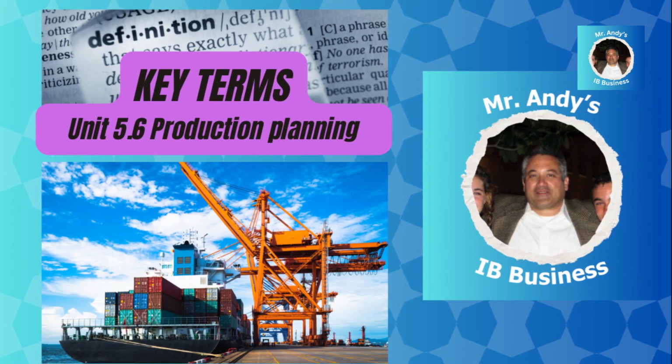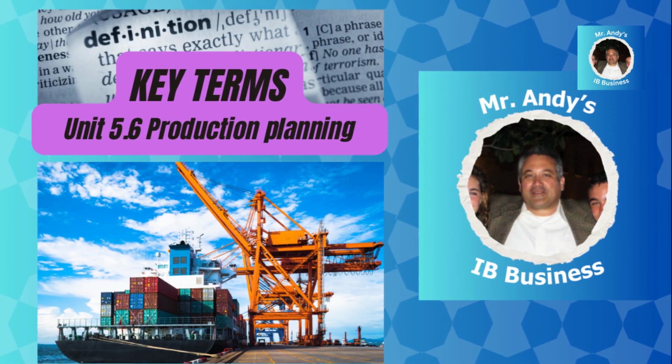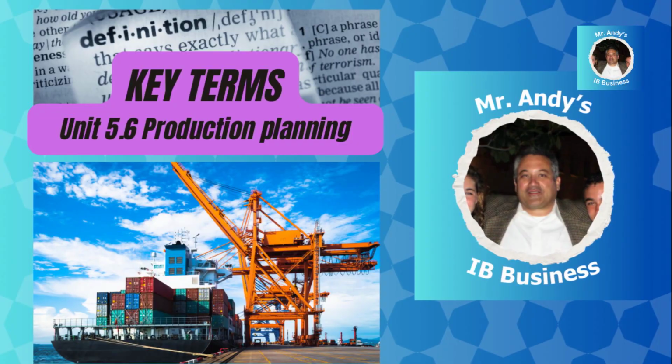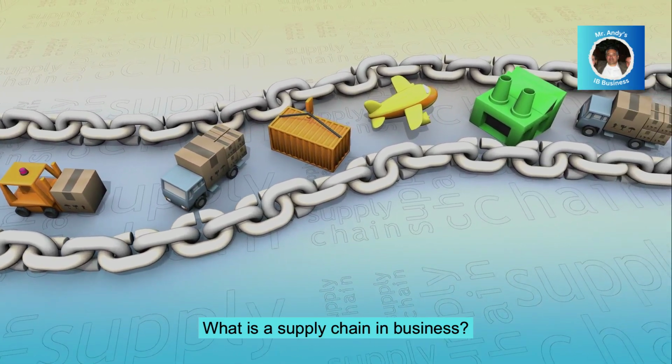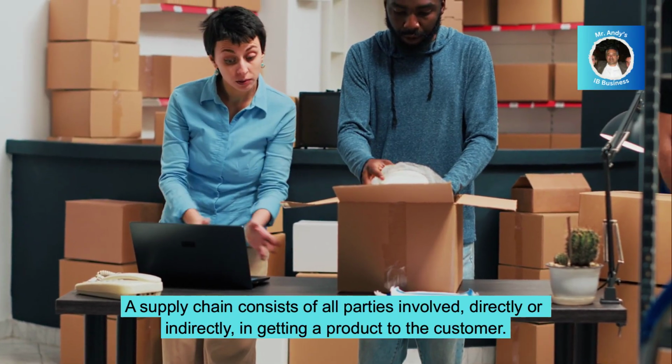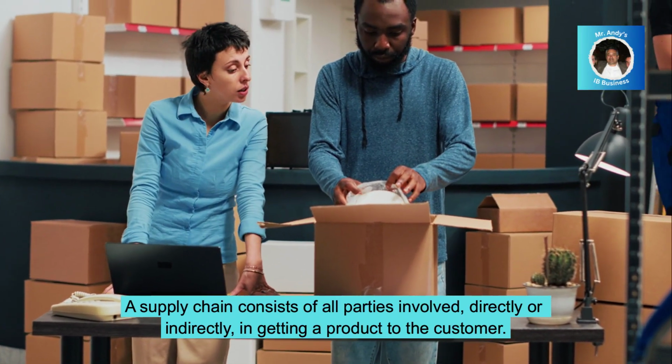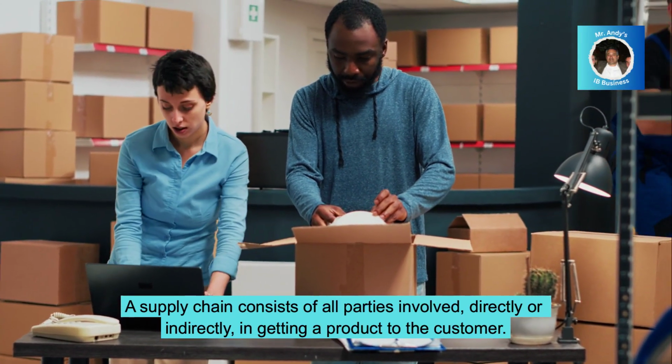Let's review the key definitions for terms related to IB Business Unit 5.5 on production planning. What is a supply chain in business? A supply chain consists of all parties involved, directly or indirectly, in getting a product to the customer.